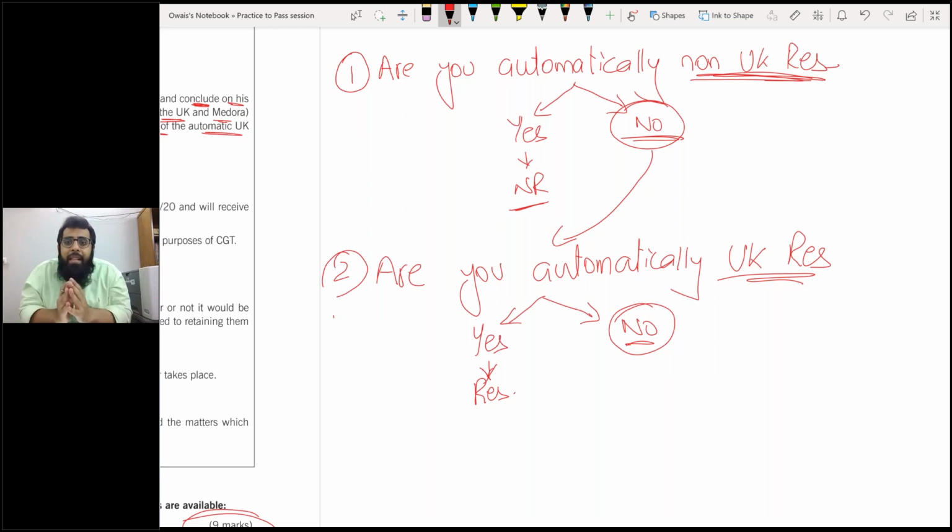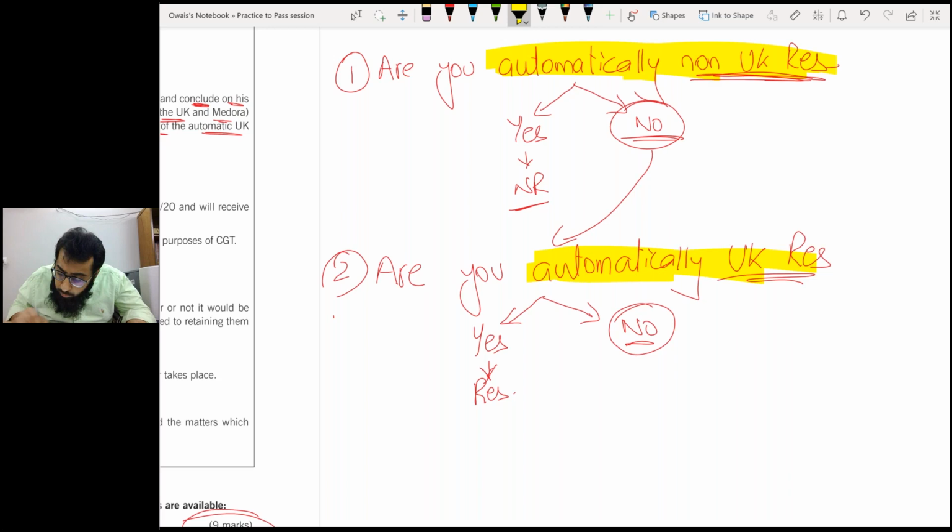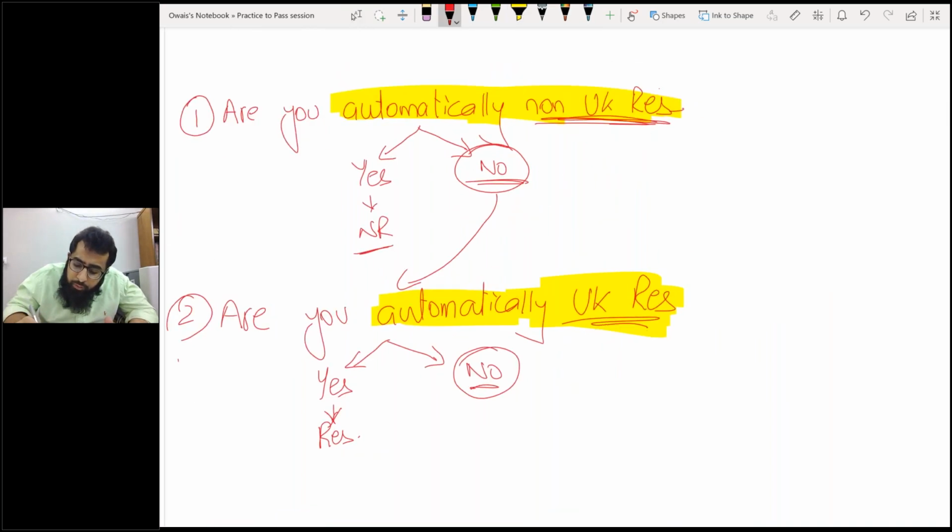Please listen. Are you automatically non-UK resident? The student asked, sir, how do I determine this automatic non-UK residence? So now, in order to determine automatic non-UK residence, there are three things which we will ask.